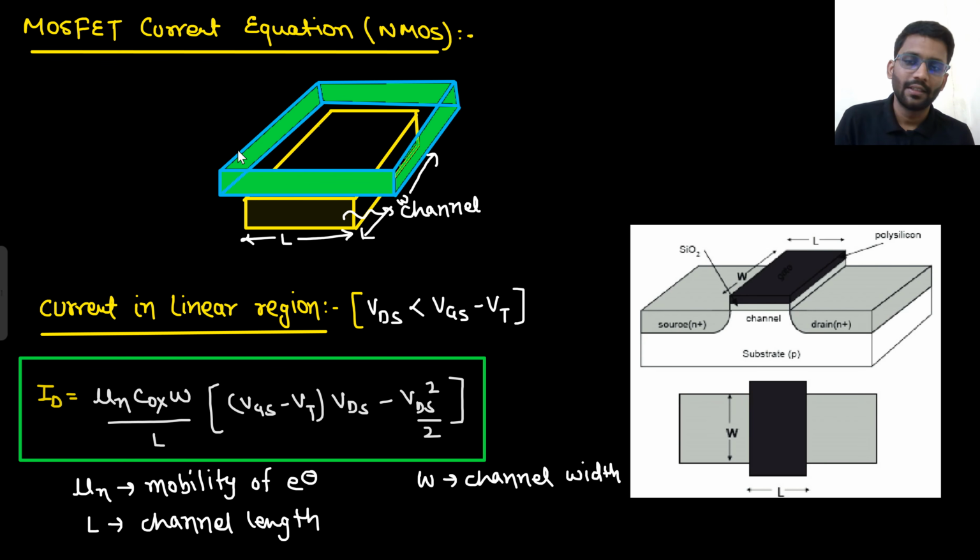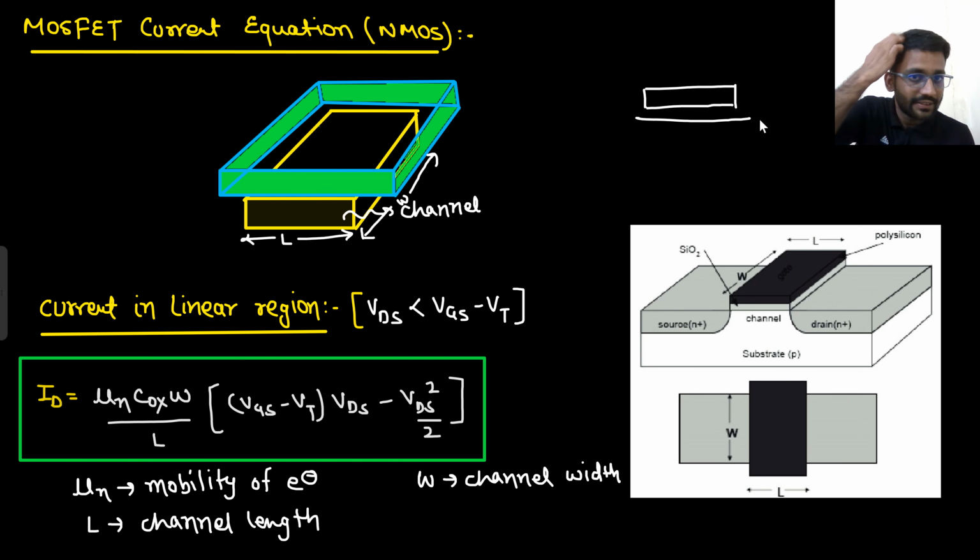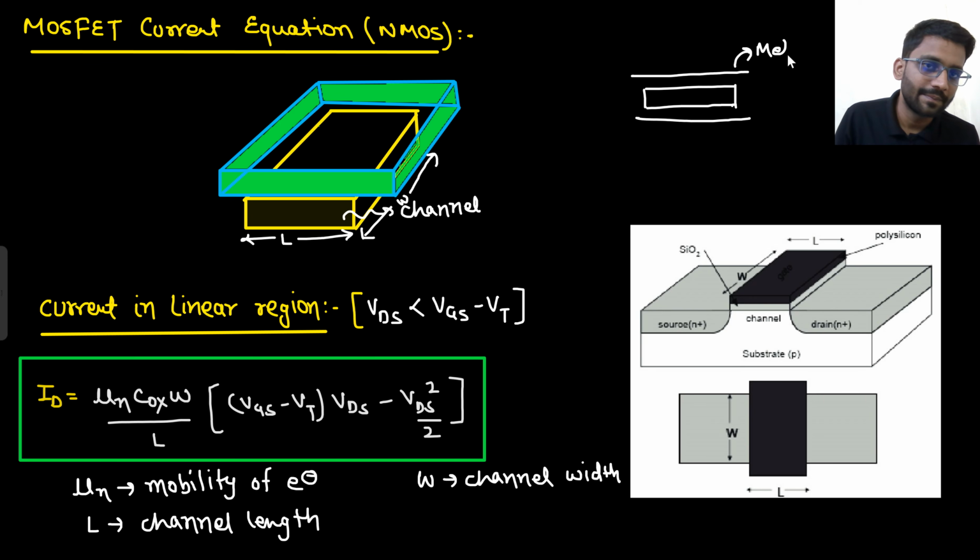So let's see it. At the upper side what you are having, this is the channel. Above the channel you are having the oxide layer, right? Look, this is my channel. Below it there is the channel, above it oxide, and above oxide, metal. Metal, oxide, and after that you are having your channel, or you can say semiconductor.